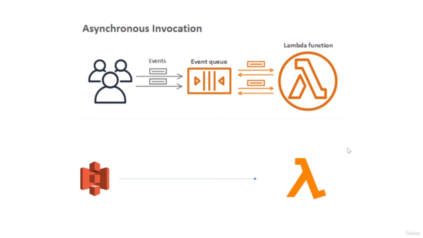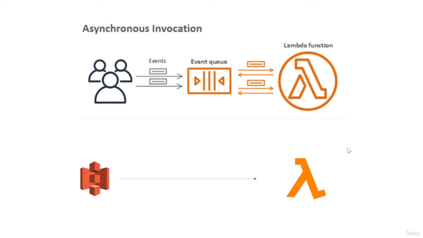So now let's talk about asynchronous invocation. In asynchronous invocation, the client or the service does not call the Lambda function directly, but it sends a message to the event queue. And it is this particular event queue which has the responsibility of sending the event to that Lambda function. Now, a very common use case of this is basically an S3 trigger. So whenever an S3 trigger is sent to a Lambda function, it actually sends the event not directly to the Lambda, but to an event queue. And it is that event queue which sends it to that Lambda.